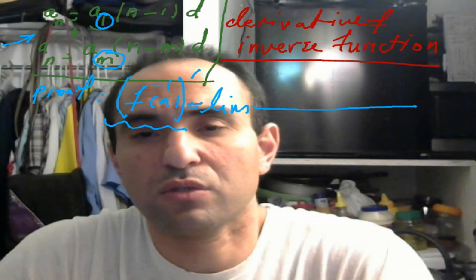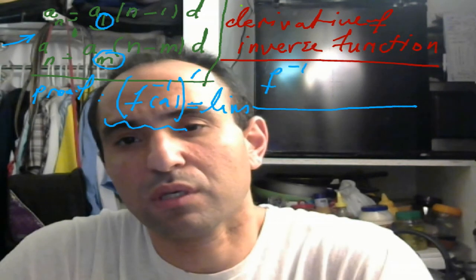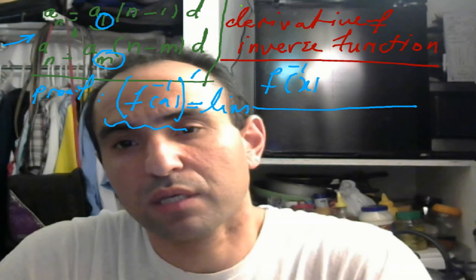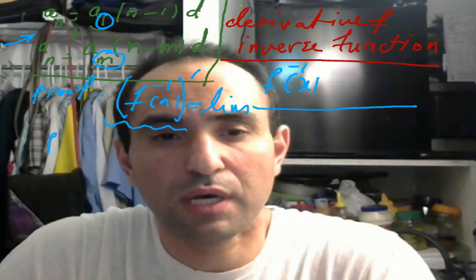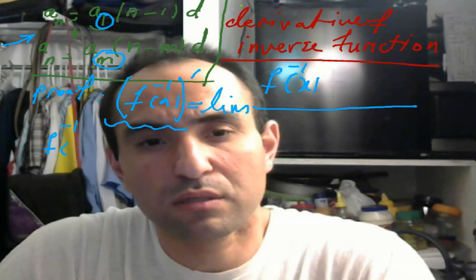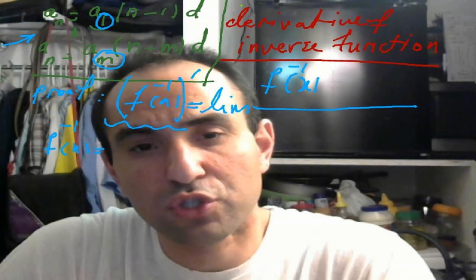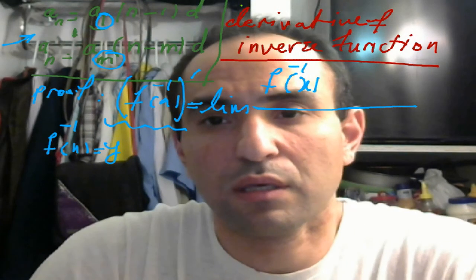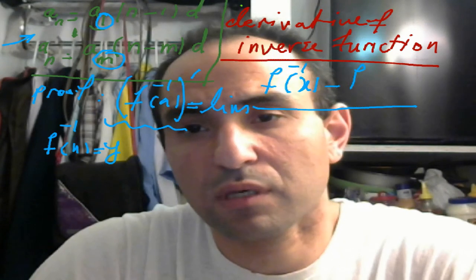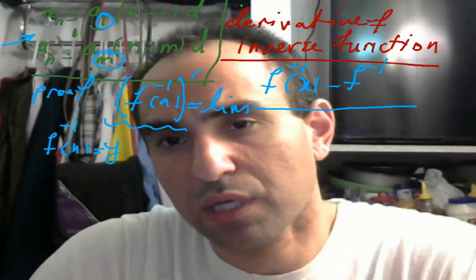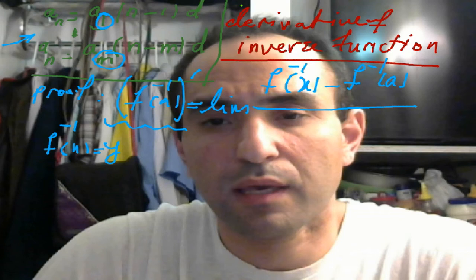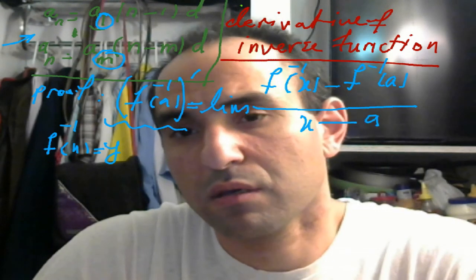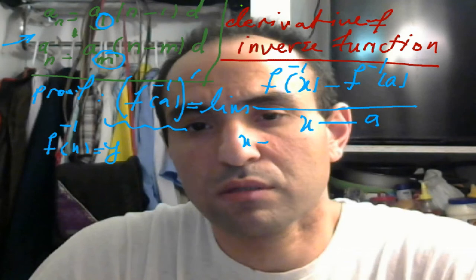This is so beautiful. It's going to be f minus 1 of x, of course, right? Because it's a function. f minus 1 of x is the function, is the y. And it's going to be minus, again, the function at that point, and because x minus a, and x travels to a.